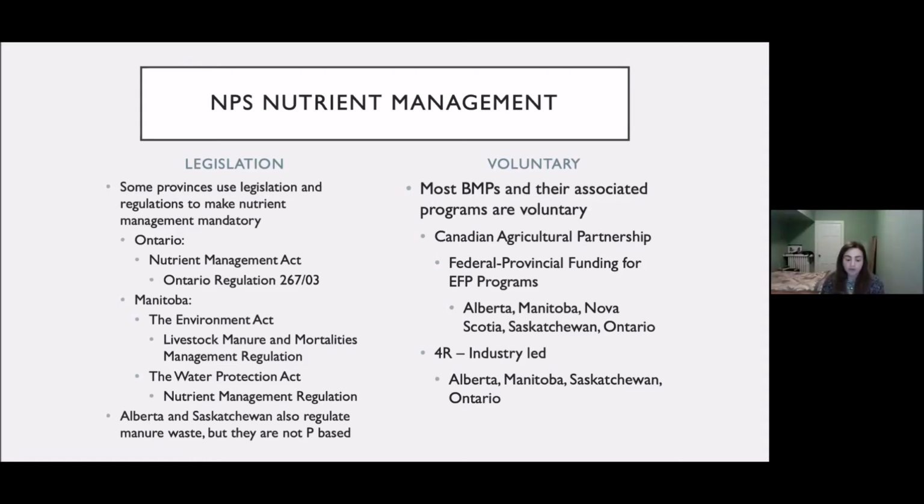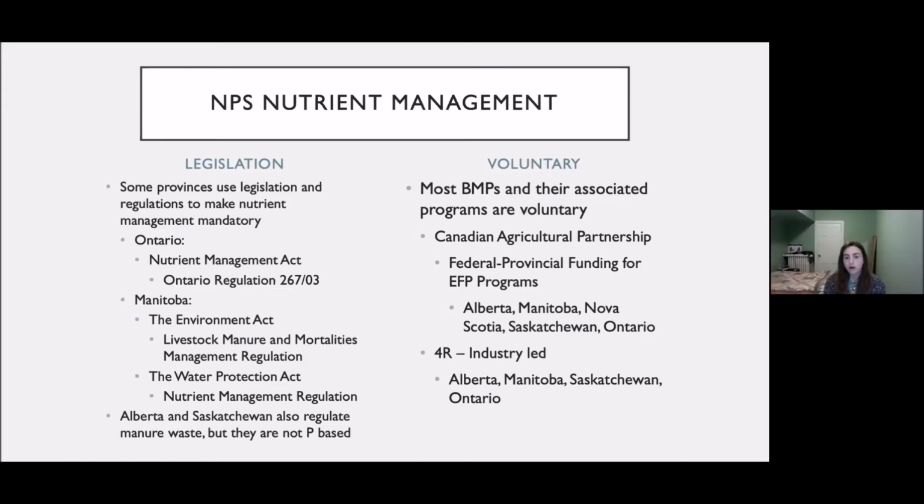Both provinces also have required setback distances and incorporation methods for manure application, and they have limitations around the application of manure to frozen soils or snow-covered soils. So then there's also voluntary programs. So all 5 provinces have voluntary or incentivized best management programs.